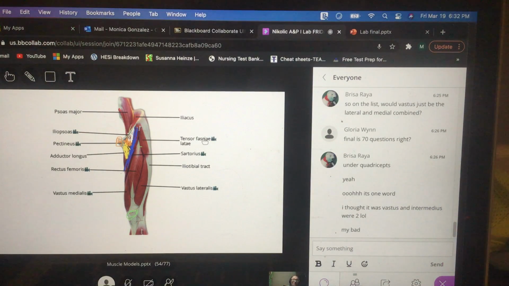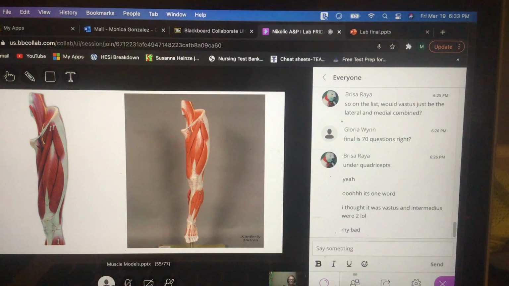We have the gracilis. That's what you can see here. Okay, guys? All right, so that's what you need to know. So let's go and look at our model.